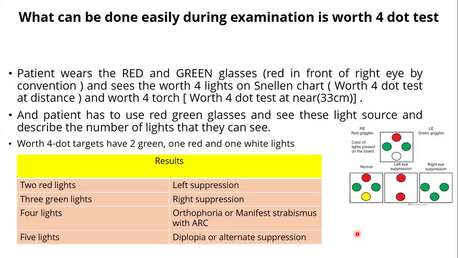Sir, I have one doubt. If a patient has 4 lights, in a normal patient without squint and in a squint patient, whether we write it as BSV in a squint case or we should write it as ARC?